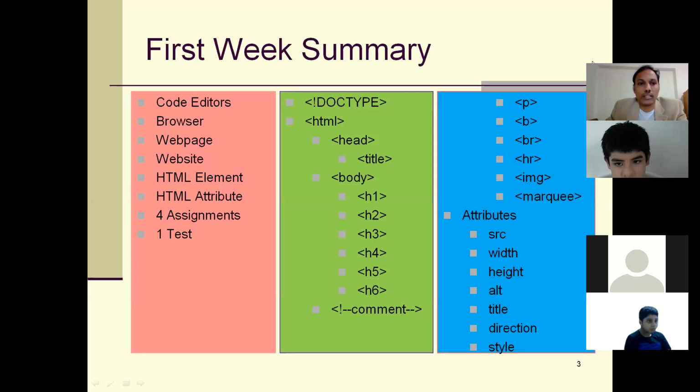In the first week we learned about the code editors, how many code editors there are, and that the browser is used to execute the programs. We saw the relation between a web page and a website, and the relation between HTML, JavaScript and CSS. Then from the HTML element we started the programming. What is an HTML element, and what are HTML attributes? Attributes change the characteristics of the element.